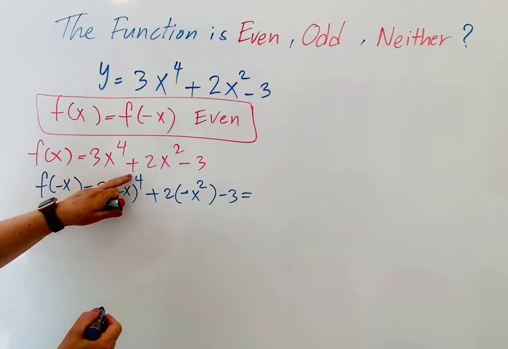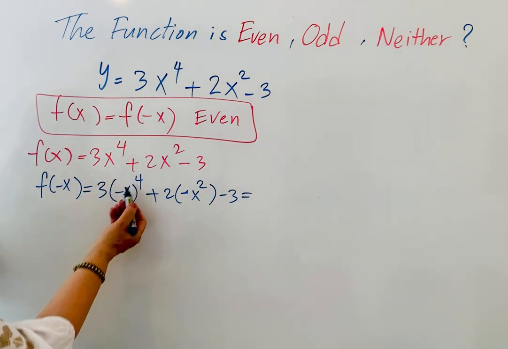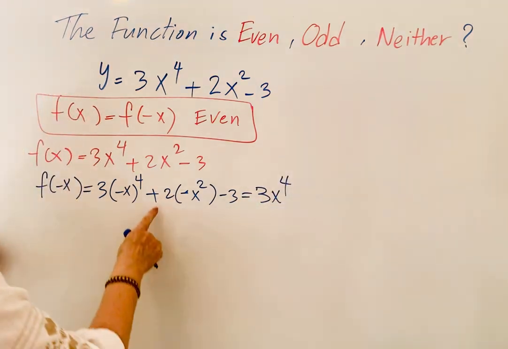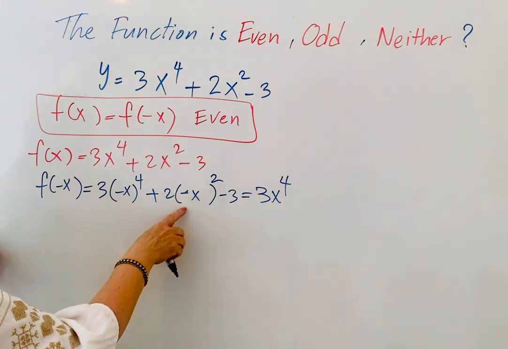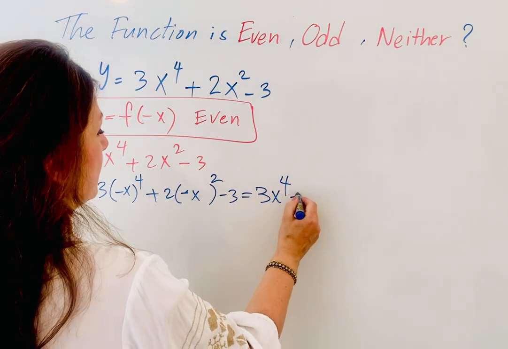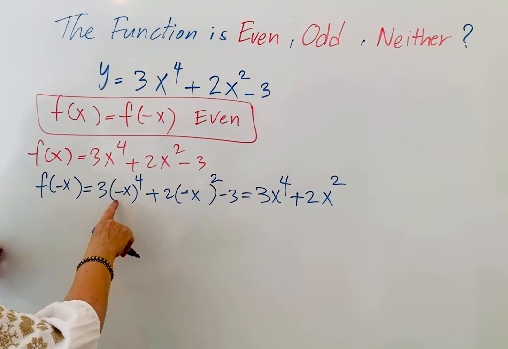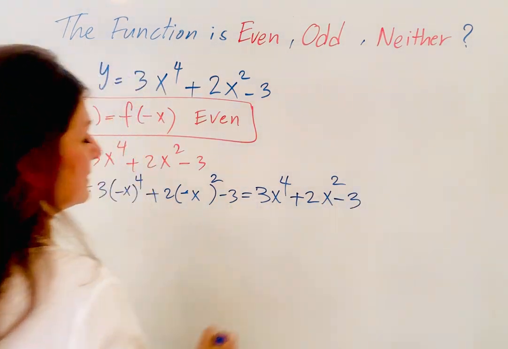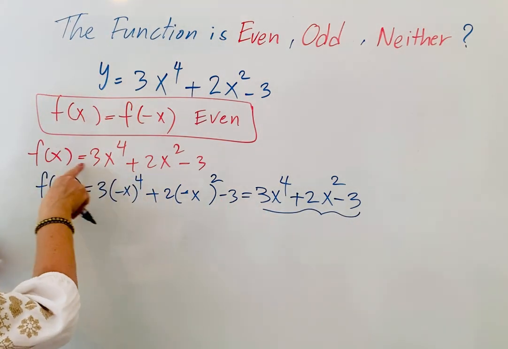Negative x to the fourth: negative times negative times negative times negative gets positive, because this is even. This is the same as 3x to the fourth. Here too, negative x squared is negative x times negative x, which gets positive x squared, plus 2x squared. This is a constant, and a constant doesn't do anything. This is exactly like f of x.